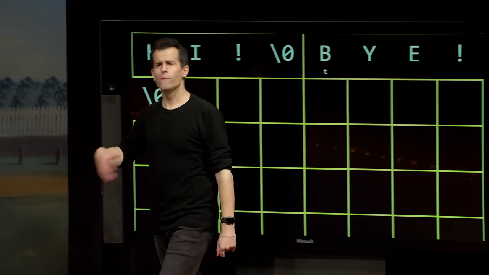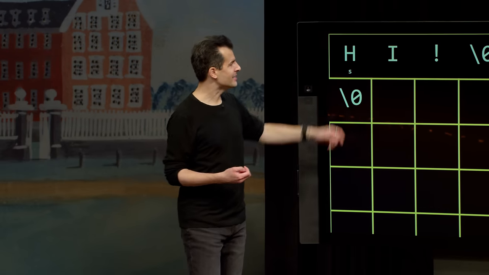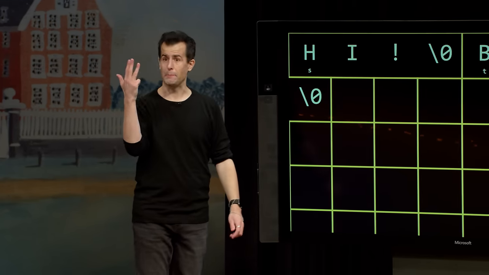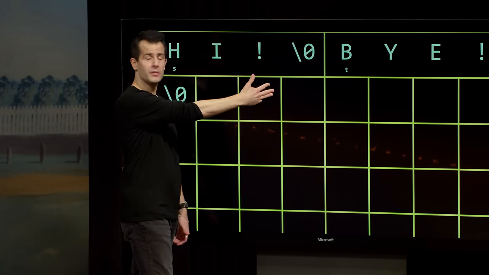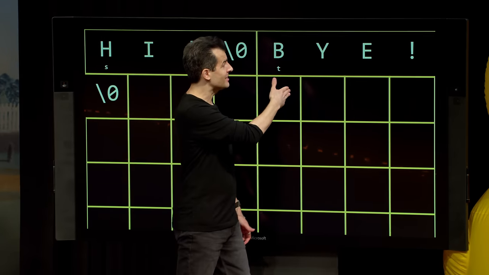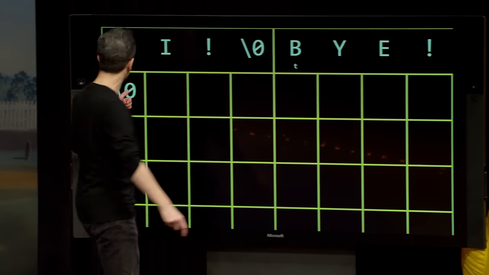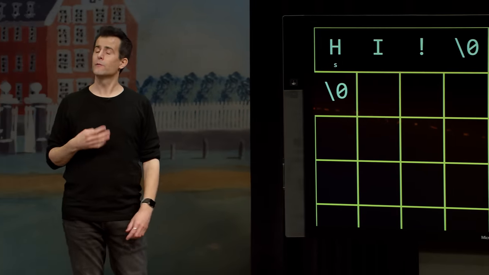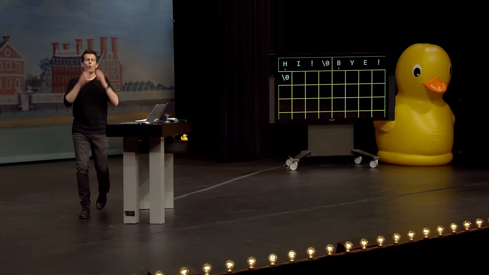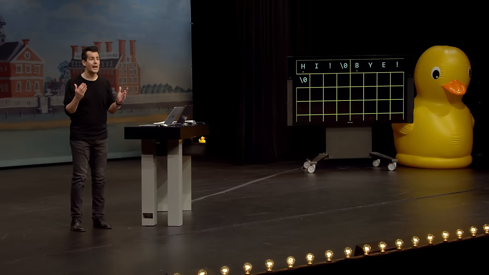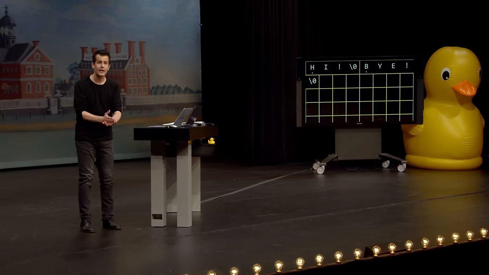OK. So to figure out the length of hi, it's going to take me like 1, 2, 3, 4 steps, right? Because I have to start at the beginning and I iterate from location 0 on to the end. To find out the length of bye, it's going to take me like 5 steps, because that's how long it's going to take me from left to right to find that backslash 0. So what I don't like about this line of code is, why are you asking for the string length of s again and again and again and again? It's not going to change in this context.